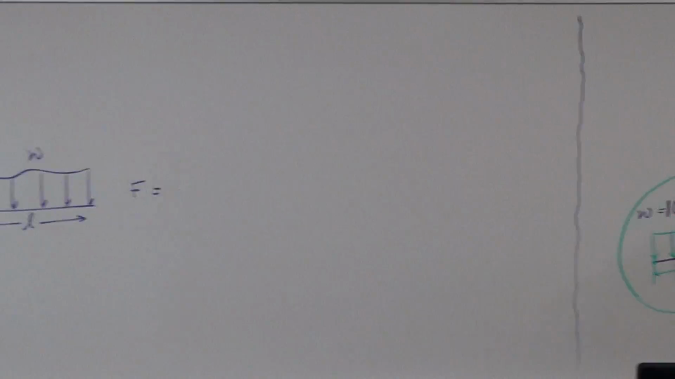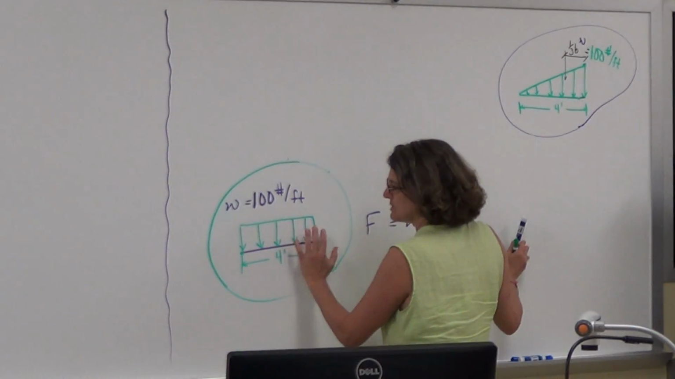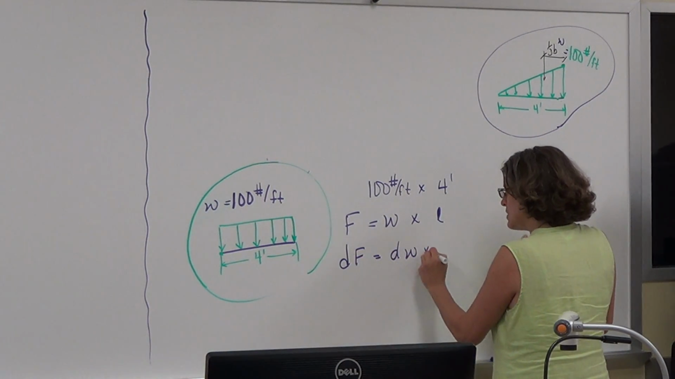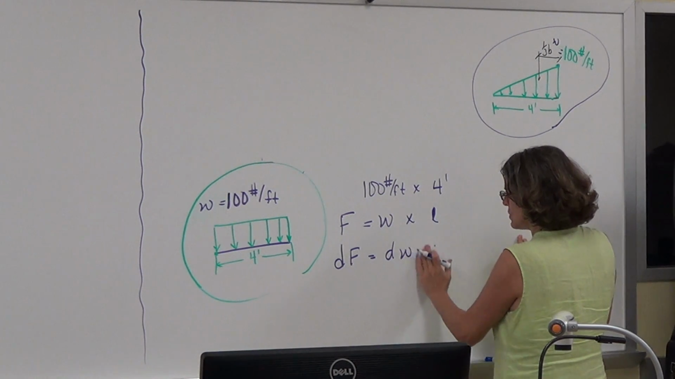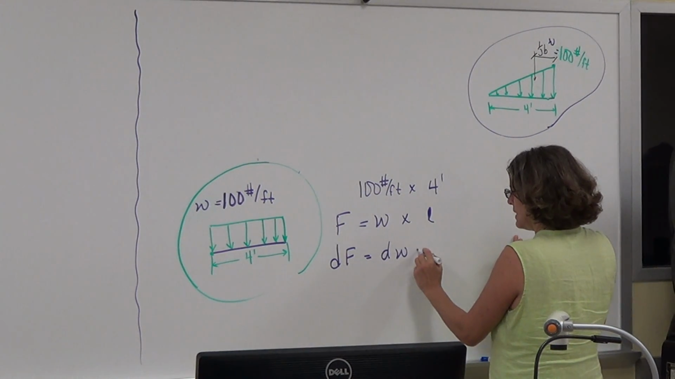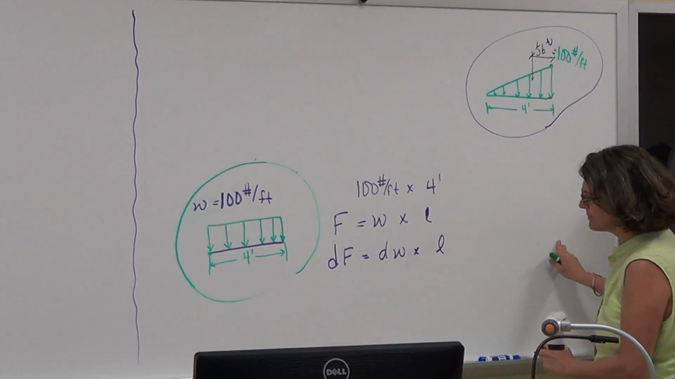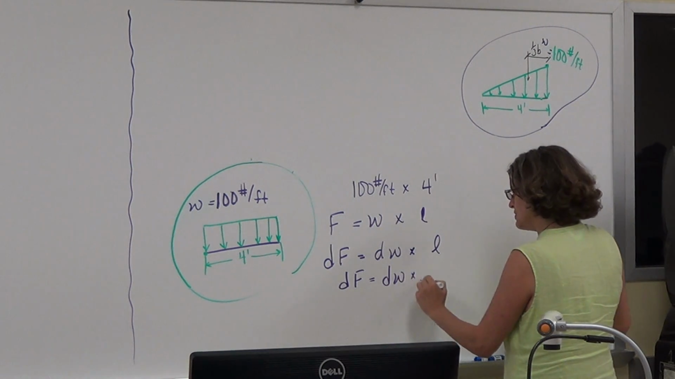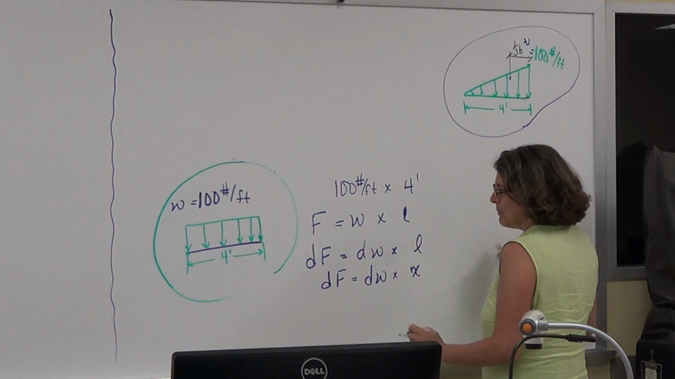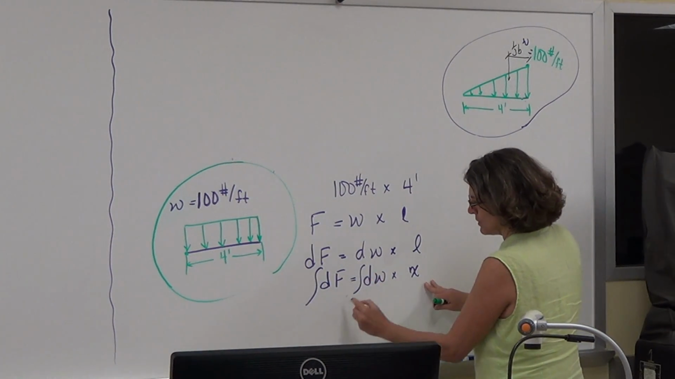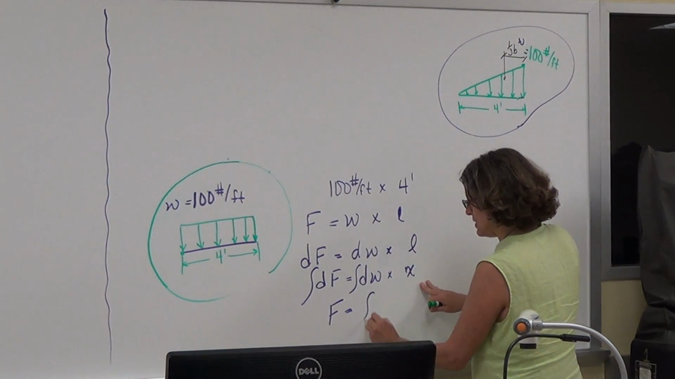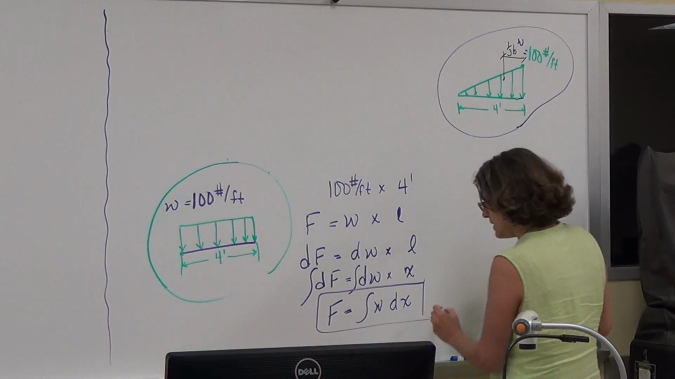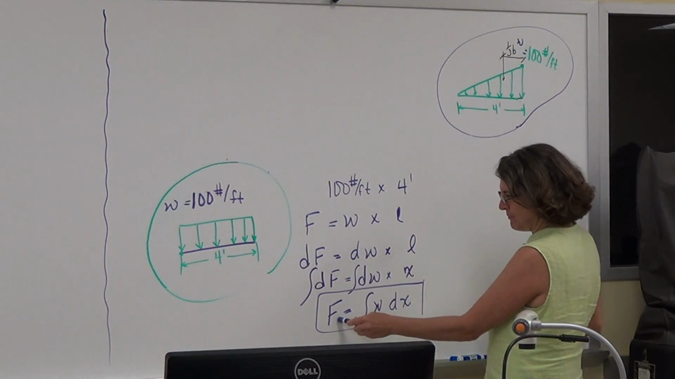Whenever you do integration, you know from math and physics, you're taking a little slice of this. So I'm taking dF is equal to dw times the length, and let's call the length x. So the derivative of the force is equal to the derivative of the w times x. But I want to calculate what the force is, so I'm going to integrate. In the end, the force is equal to the integration of w dx. You see that? Integrating a derivative gives me F.